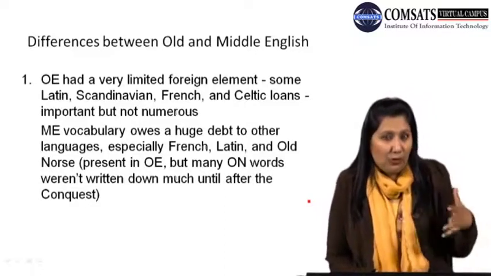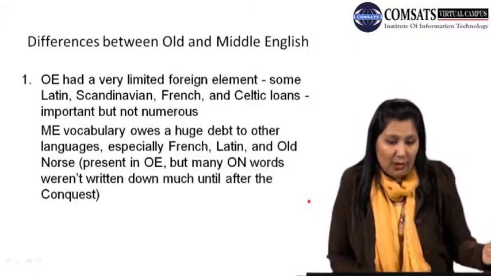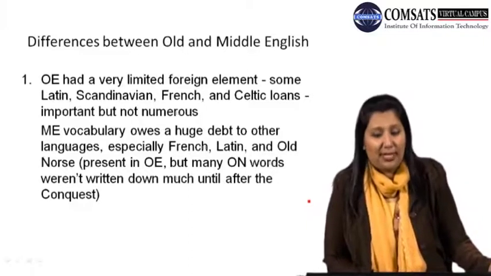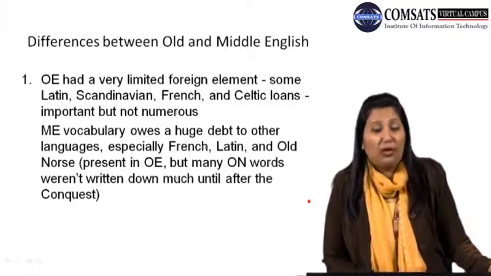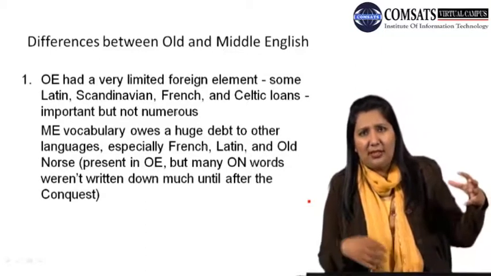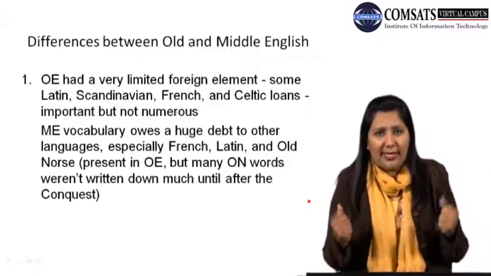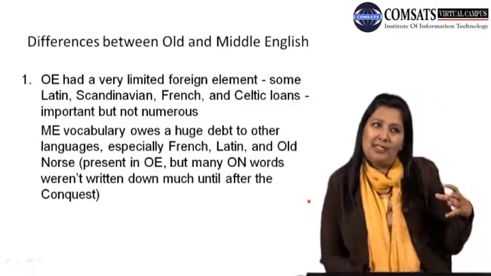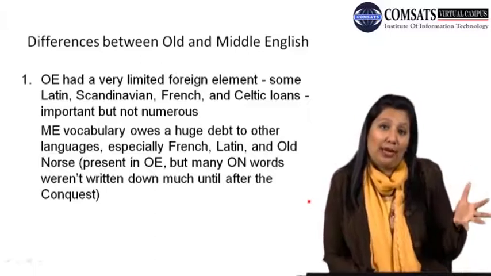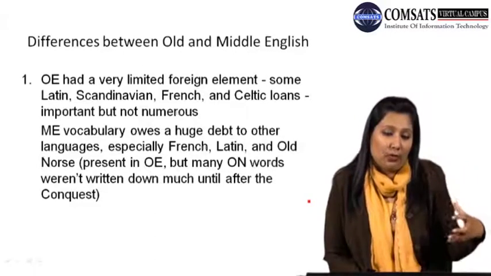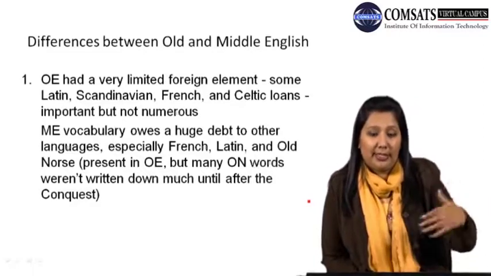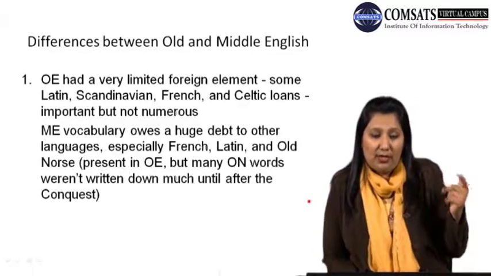Let's trace a few of the differences if there were any. Old English had a very limited foreign element, some Latin, Scandinavian, French and Celtic loans, important but not numerous. Yes, Old English was an English of different loans. We have talked that up till now, as if it seems as if English is just a borrowed language. It does not have anything of its own. It has borrowed different words from Latin, Scandinavian, French and Celtic and etc.